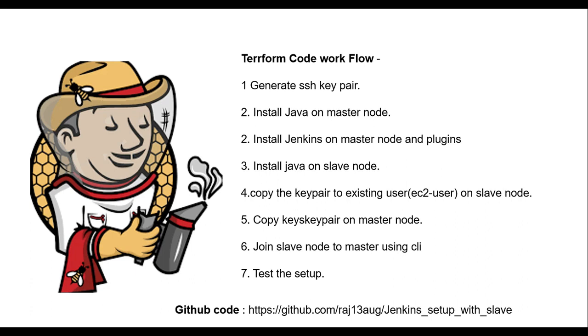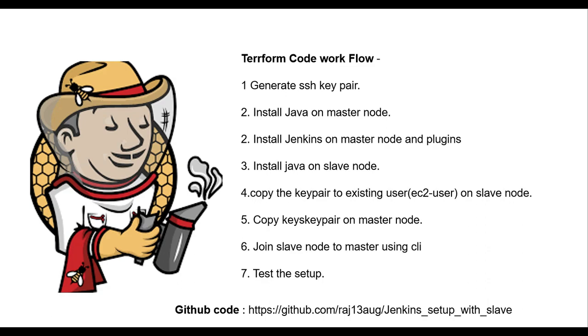Later on, using the Jenkins CLI command, I integrate the slave node into the master. Once the entire activity is completed, I'm going to test whether the node connection is proper or not. That will come in the 7th stage. The entire Terraform code is available in my GitHub repository. If you need any further reference, please check out my repository.